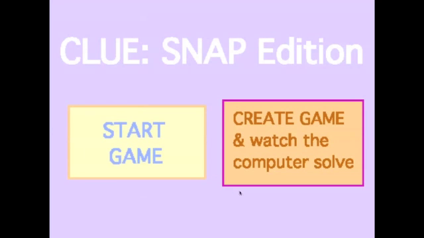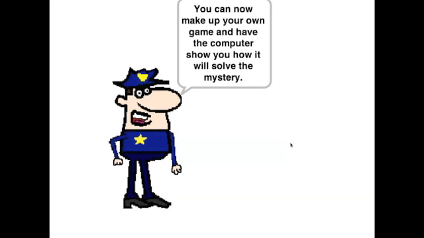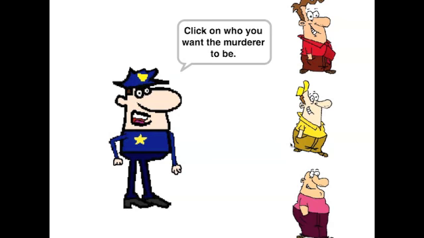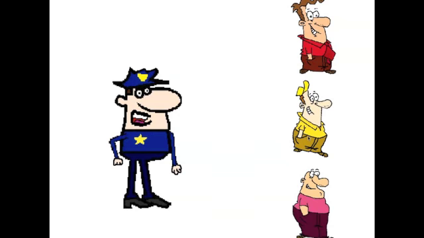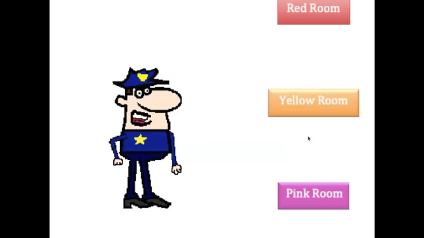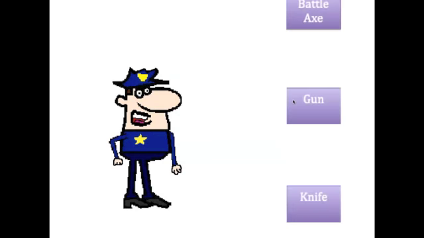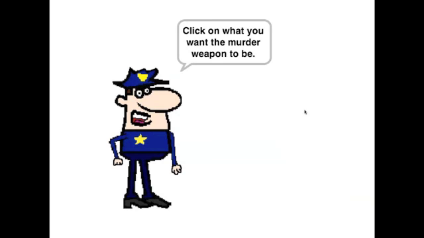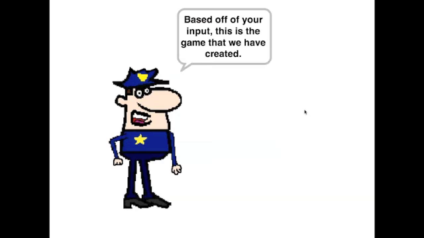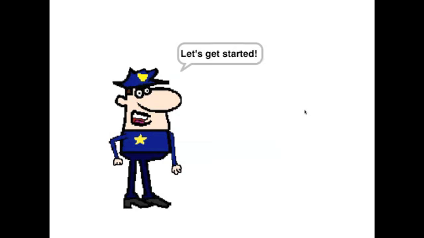In this video, I will just be showing you how the solver works, and we'll be doing that through the create game option. Let's get started. So let's choose the murderer to be Mr. Yellow, the yellow room, and a gun. Based off of these inputs, the computer will create a game and then continue to solve itself.